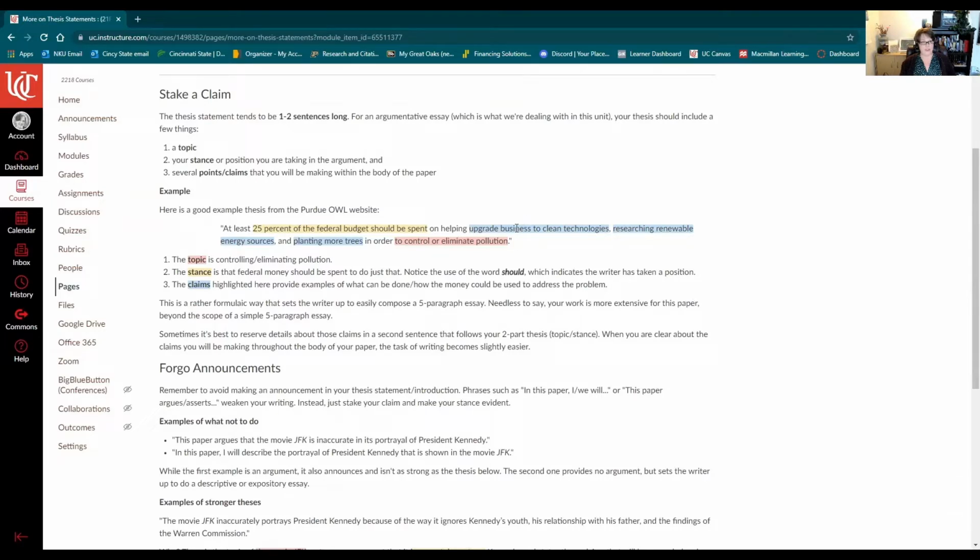And then lastly, in blue, we have the claims or the reasons why or the reasons how that money should be spent. It should be spent upgrading business to clean technologies, researching renewable energy, and planting more trees. So it's a rather formulaic way that sets up the writer to easily compose what would be a 5-paragraph essay. Of course, your work is a bit more extensive in the research argument, and it's beyond the scope of a 5-paragraph essay. Yet you can still use this type of organizing principle. There I go again, organizing principles, right?